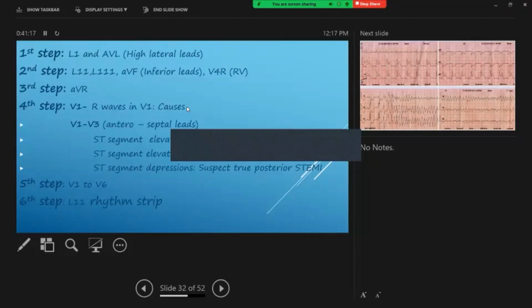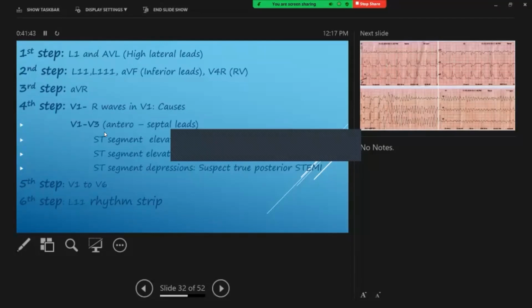True posterior myocardial infarction, left-sided accessory pathway, true dextrocardia, right bundle branch block. You will see rabbit's ear morphology, and severe pulmonary hypertension can cause R wave in V1, and in children again you will see R wave in V1. Then you have to analyze the ECG in those terms as well.